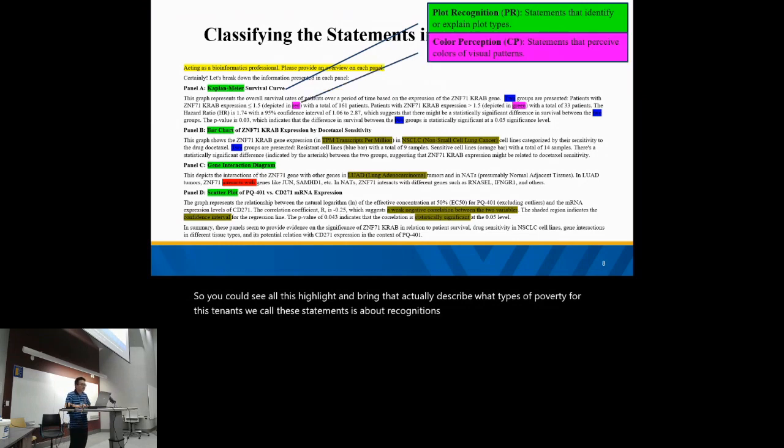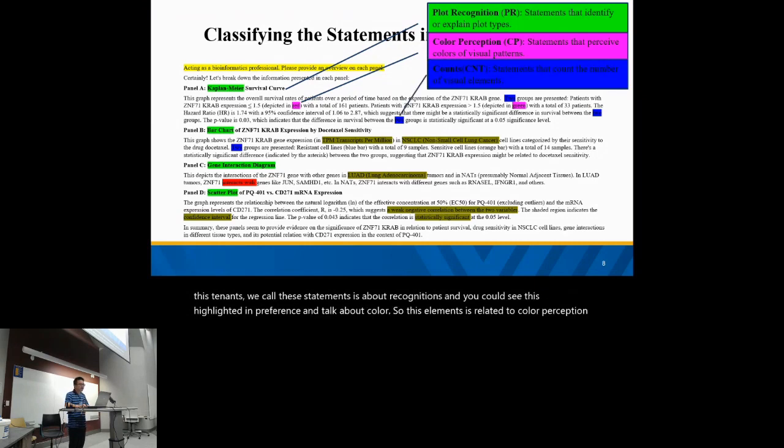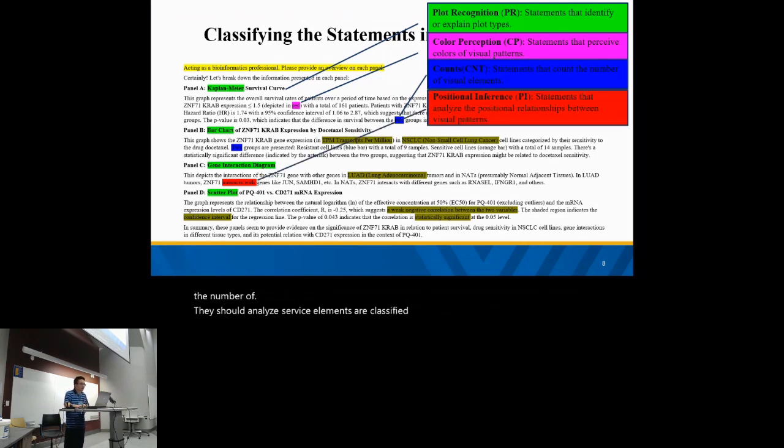And then you can see this highlighted in purple, so the top color. This statement is related to color perception. Further, you can see some highlighted in blue that talk about numbers, the number of visual elements, so these statements are classified as counts.